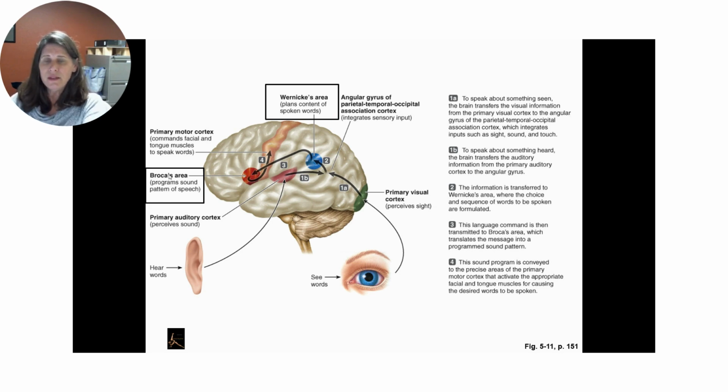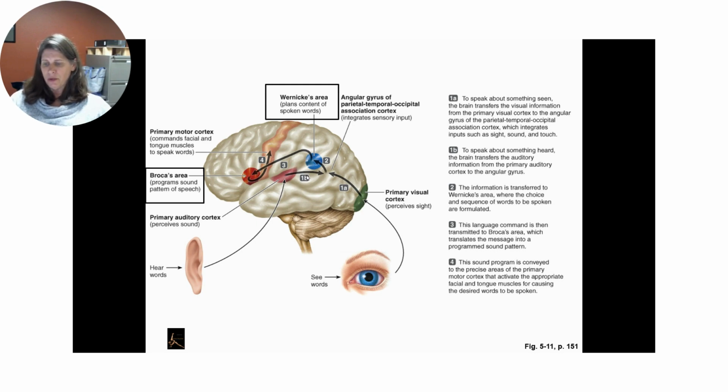And these, I just want to mention too, are the areas where language disorders occur. People who have damage to Broca's area can't formulate words, right? They understand what you're telling them, but they can't formulate the appropriate words that they want to say, and they end up not being able to express themselves.